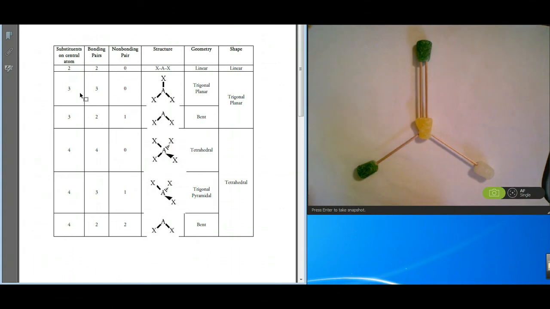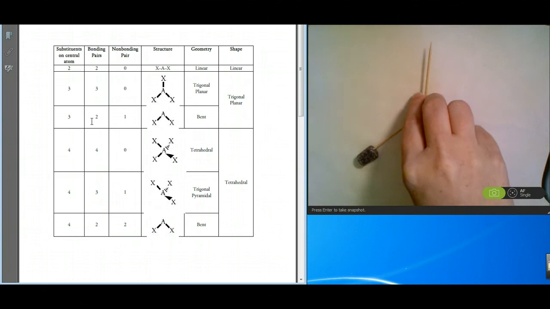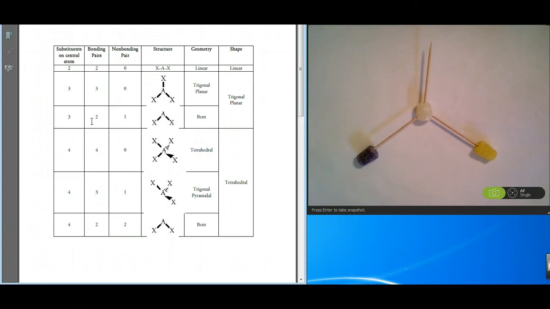Now, what happens if we look at this next one down here on this line? I need to find one that has a non-bonding pair. So let's start with a basic first. So I've got this one right here. We notice that it is trigonal planar because it's got 1, 2, 3 bonds.